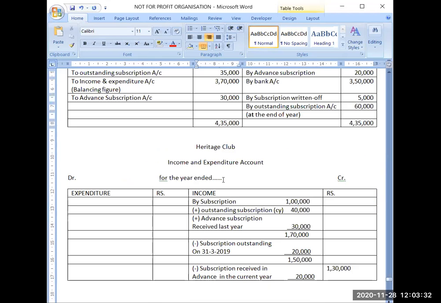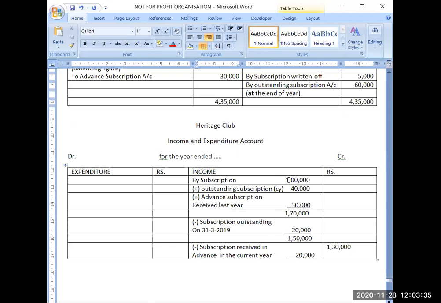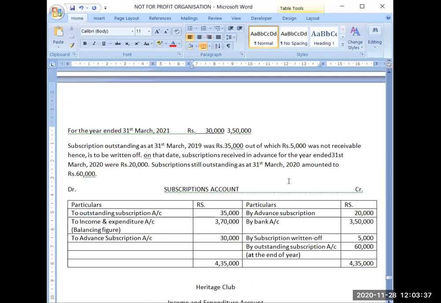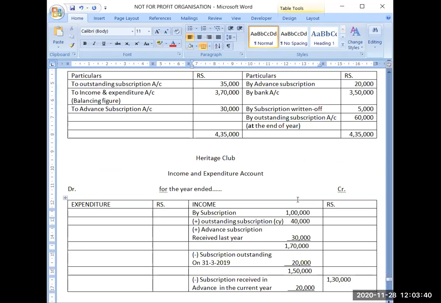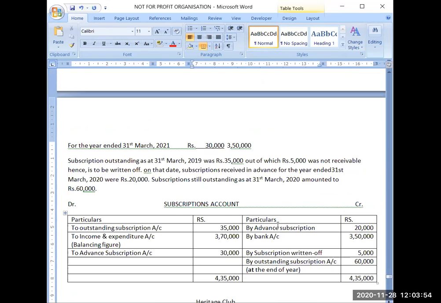If we are doing it in the form of preparing income and expenditure account, then here we will be writing the total amount 3,50,000. I will show you both ways so that now you will be much clear about the concept. Then we will add the current year outstanding subscription. Now current year outstanding subscription will be how much? It is at the end of the current year. So 60,000 minus last year outstanding, still outstanding will be 10,000. Because out of 35,000, 5,000 has been written off. So the balance will be 30,000.